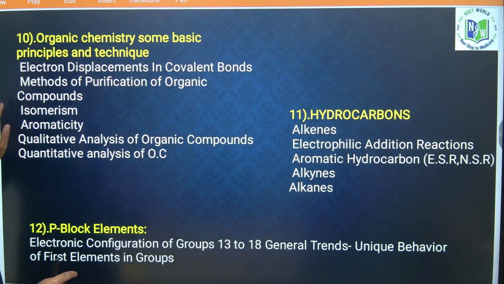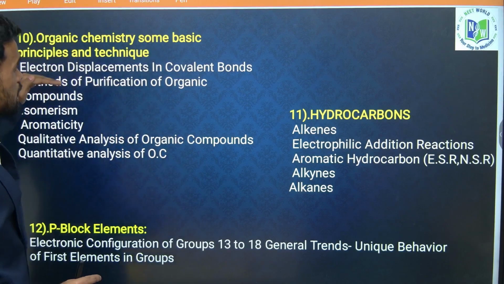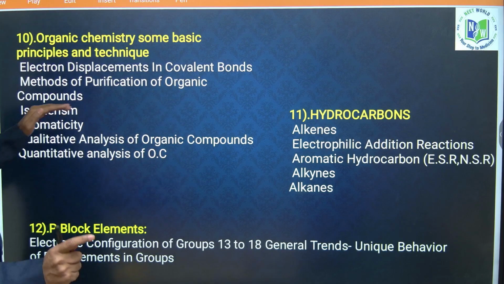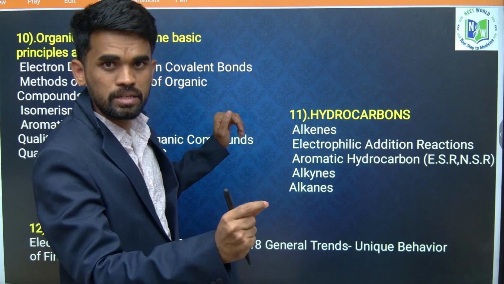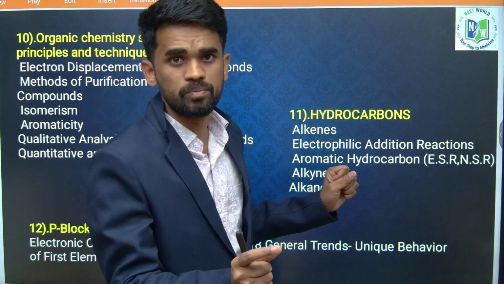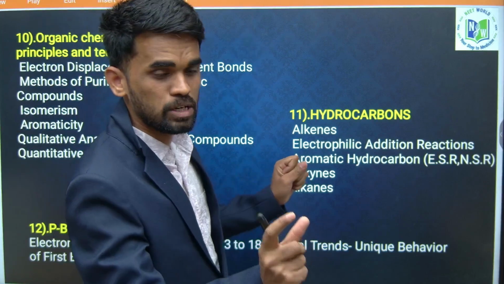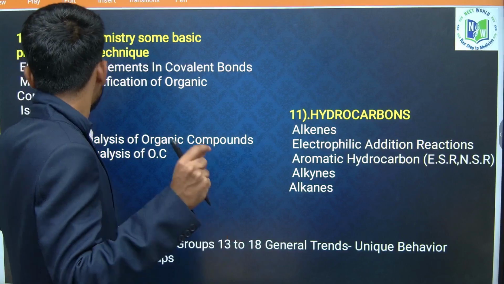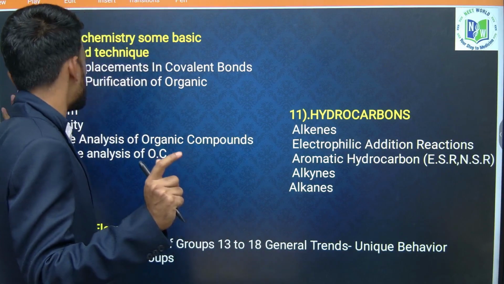Here again, some basic concepts of chemistry I told you. Electronic displacements in covalent bonds, like inductive, isomeric, we already discussed. The next, purification techniques also: what exactly the Gell-Law's method, Dumas method, and qualitative and quantitative analysis are, like Lassaigne's method. How much percentage of carbon is present in a particular organic compound, all those things come here. We may definitely expect a question from the aromaticity concept, and isomerism also.